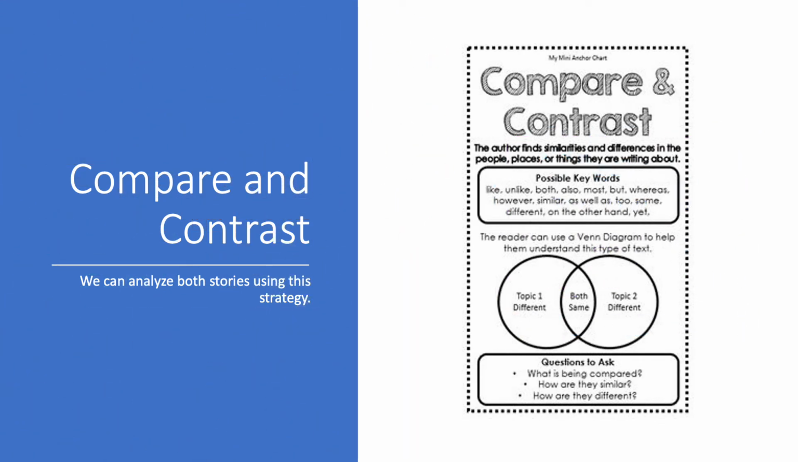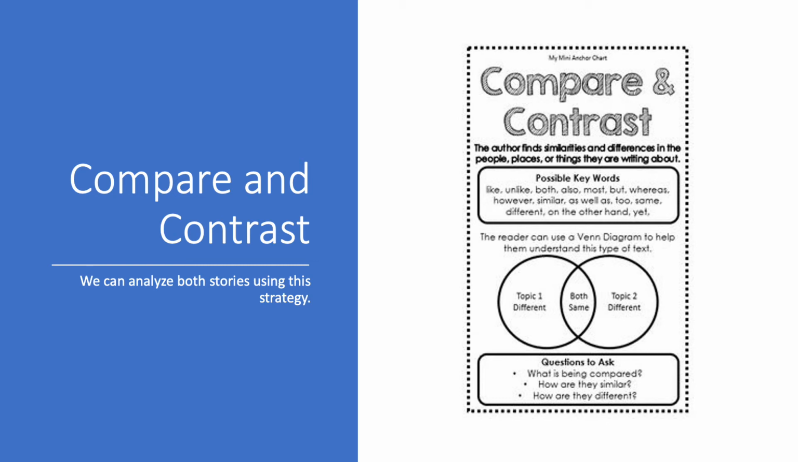Compare and contrast. We can analyze both stories using this strategy. If you look to your right, you will see an anchor chart that says compare and contrast. The author finds similarities and differences in the people, places, or things they are writing about. There are possible key terms to help. Like, unlike, both, also, most, but, whereas, however, similar, as well as, to, same, different, on the other hand, yet. The reader can use a Venn diagram to help them understand this type of text.